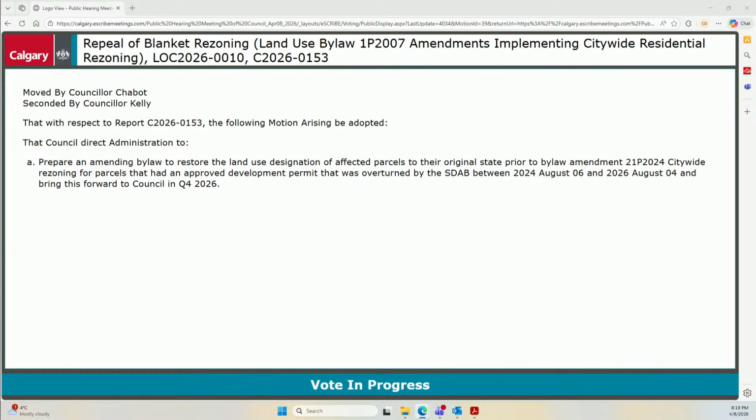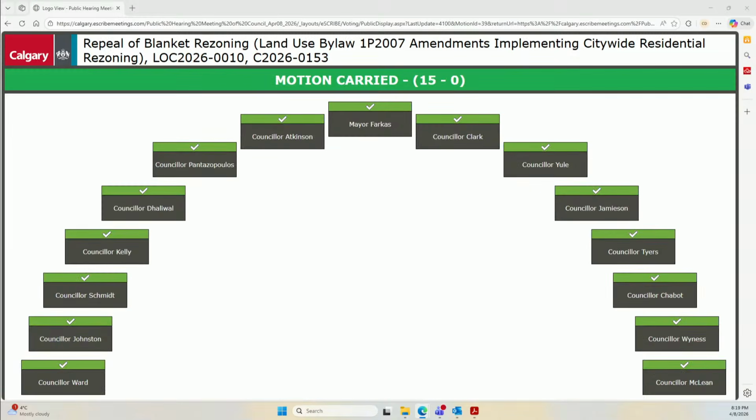On the motion arising, Councillor Jamieson? Yes. On the motion arising, Councillor Tyers, your vote, please. Oh, thank you. And Mayor Farkas, your vote, please. Yes. Mayor Farkas, all the votes are in. Thank you. Please display the results. On that, the motion is carried unanimously, 15-0.